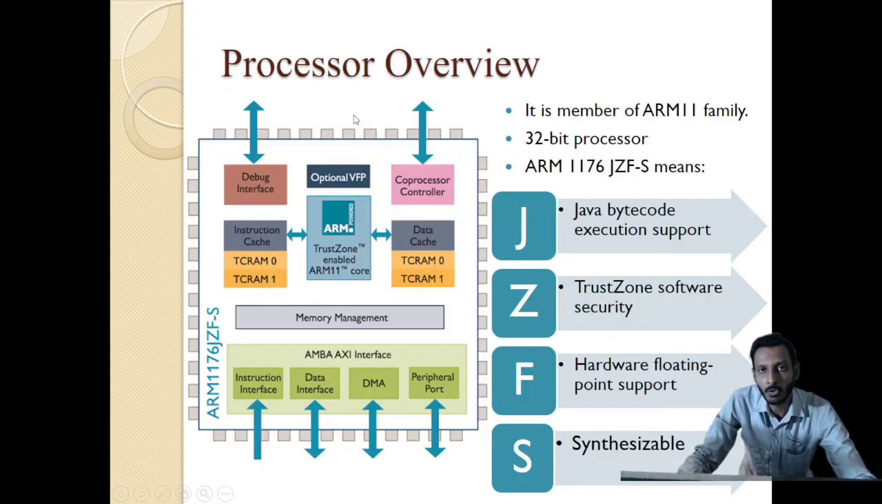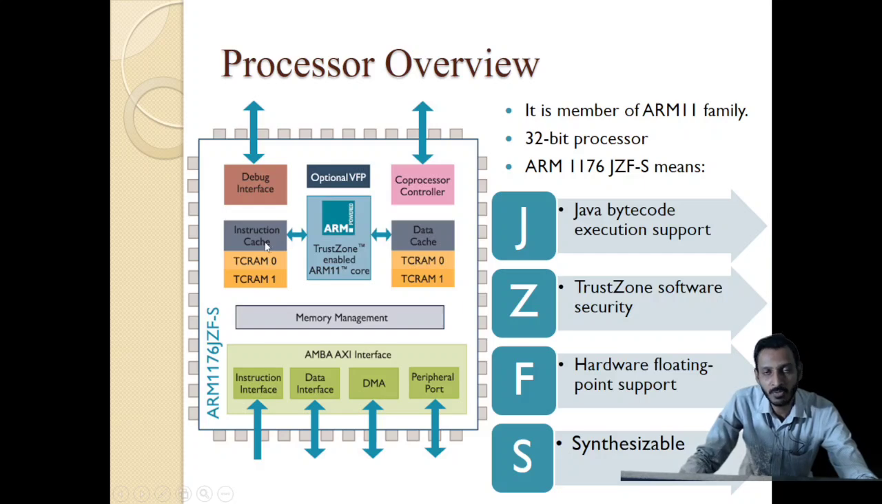Next slide we see about the processor overview. In the processor overview, this is a processor which comes from the ARM11 family. This ARM11 family is of 32-bit processors, and in this left hand side diagram you can see the ARM1176JZFS processor. This processor consists of a debug interface block. It also has an optional vector floating point facility. It has a coprocessor controller. In the center here we have the TrustZone enabled ARM11 core, which is the processor. It is powered by the ARM controller.